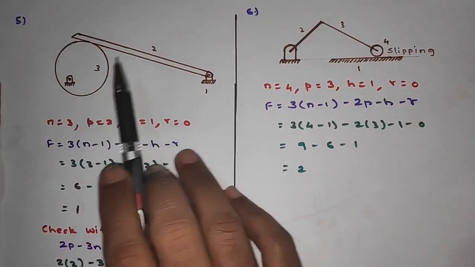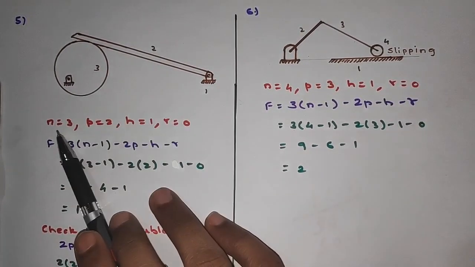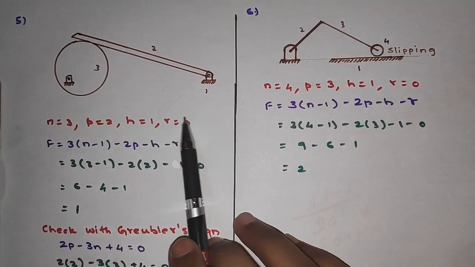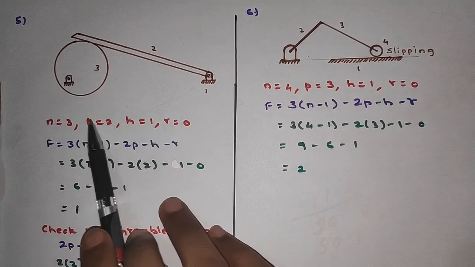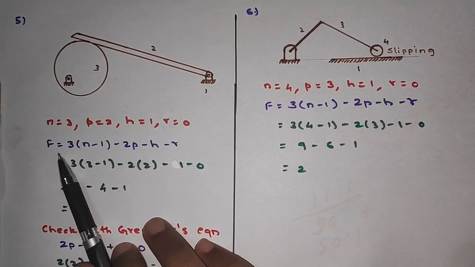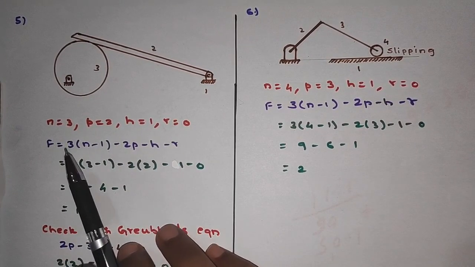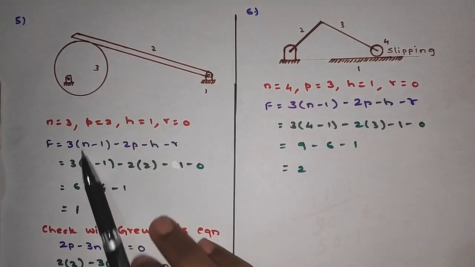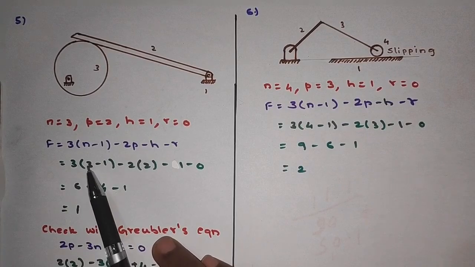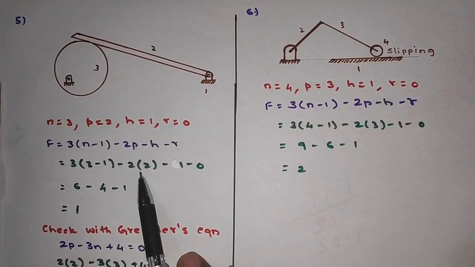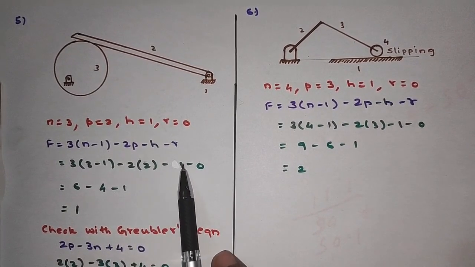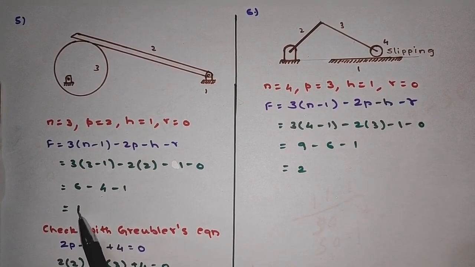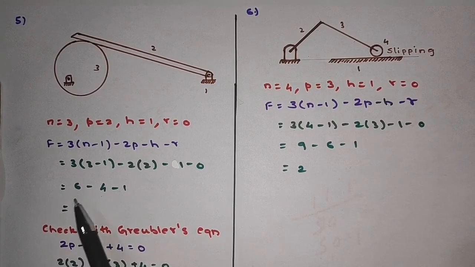And N is equal to 3 because these are the 3 links. So N is equal to 3, P is equal to 2, H is equal to 1. And there is no redundant degree of freedom, so we take R is equal to 0. Substitute these values in the Kutzbach equation. That is, F is equal to 3 into N minus 1 minus 2P minus H minus R. N is 3, so I have substituted 3 into 3 minus 1. P is 2, so 2 into 2. And H is 1, minus 0. So upon simplification, we get the degree of freedom of this mechanism as 1.